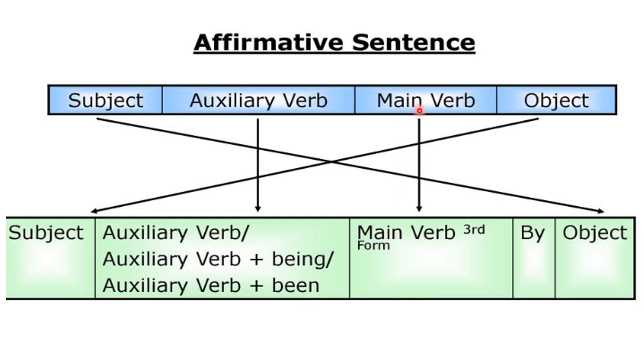Then we learned about the main verb. In passive voice, we always use the third form of the verb. We will never use the first form or second form of the verb. We will always use the third form of the verb. And the object of active voice will change into the subject of passive voice.